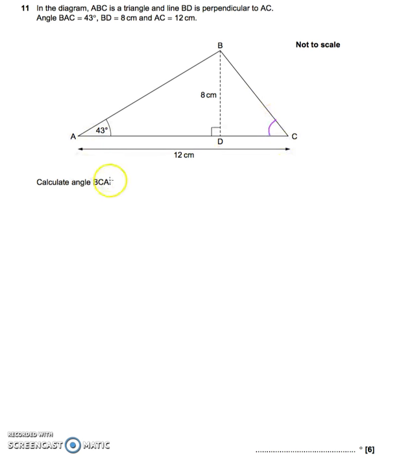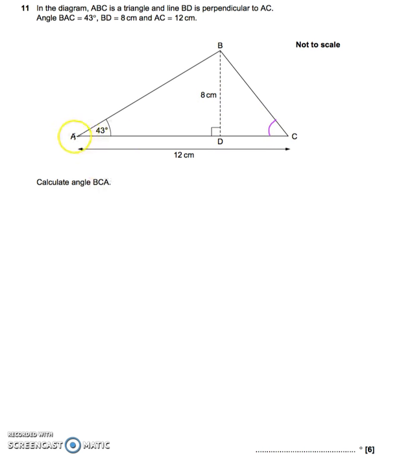That's BCA. This is quite an involved question because we've got 6 marks available for it. You start off by thinking about what you need to do. The process is work out this length. If you can work out this length, you can then work out this length. And if you've got this length, you can then use this length and this length to work out this angle. So we're going to use trigonometry twice.